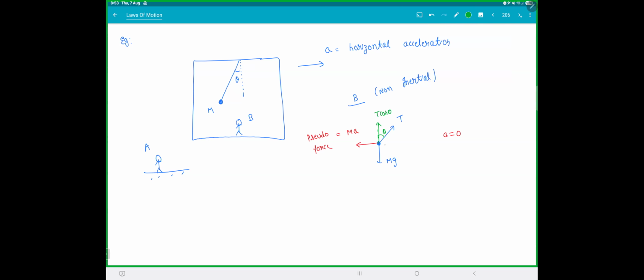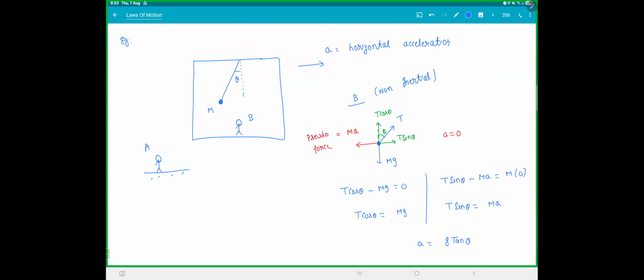T cos theta and T sin theta. And this guy will write T cos theta minus mg is equal to 0, T sin theta minus ma is equal to 0. There is no acceleration. So basically you took that ma term on the RHS and brought it to the left hand side and started calling it pseudo force. T cos theta is equal to mg. Divide them. You get a is equal to g tan theta.